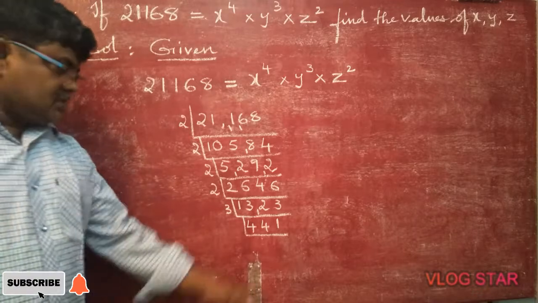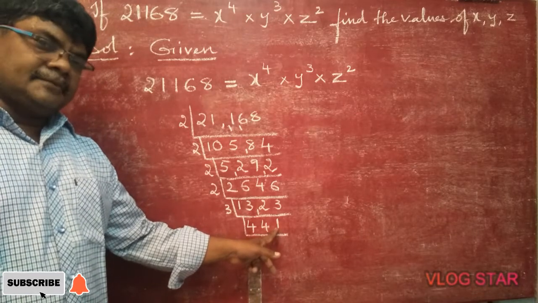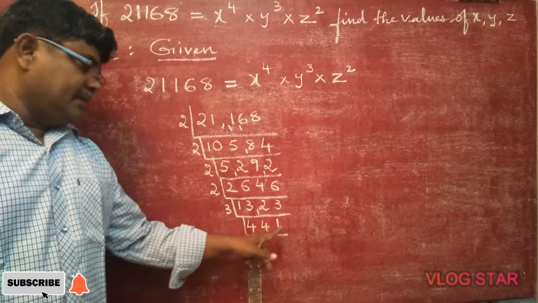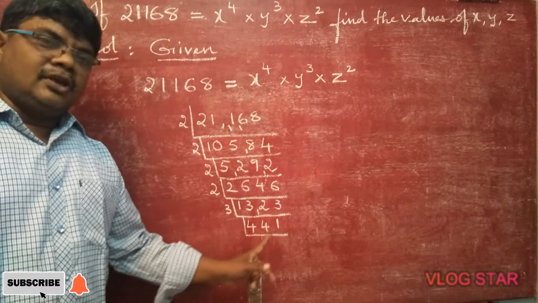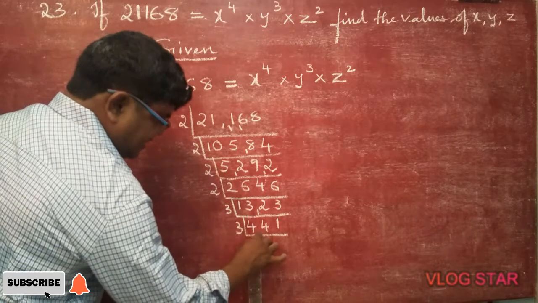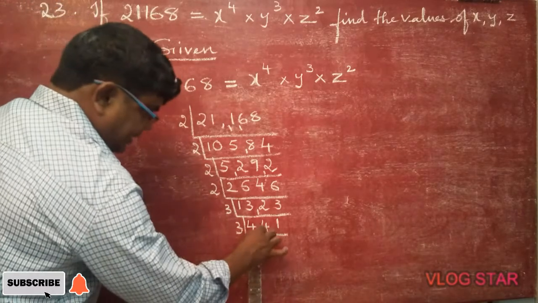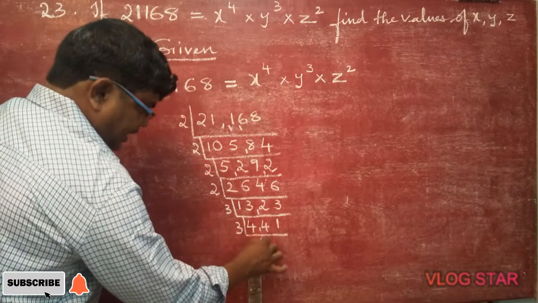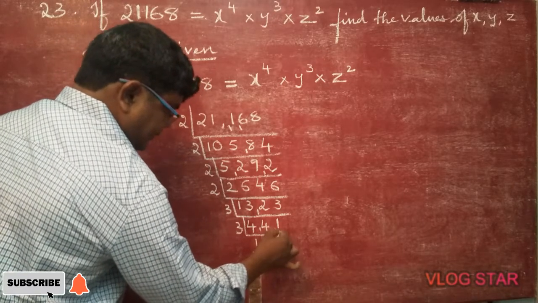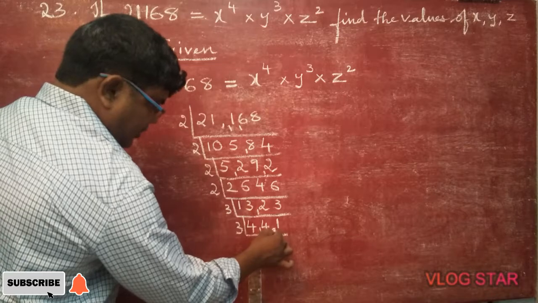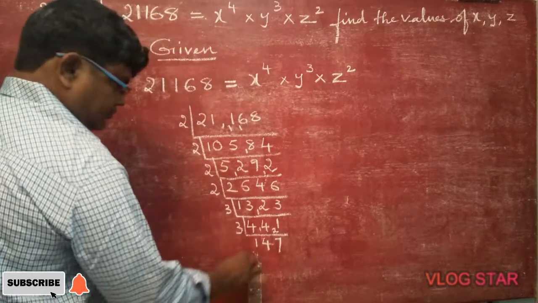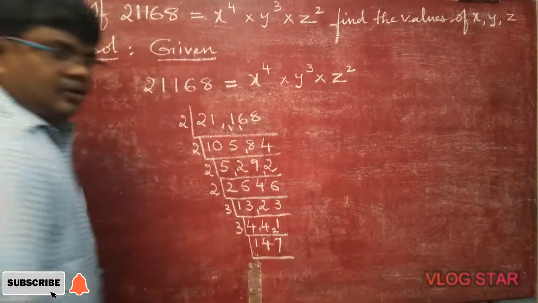2 table will not go because the last digit is 1, an odd number. Go for 3. 4 plus 4, 8. 8 plus 1, 9. So 3 goes in 9. Again go for 3 table. 3 1s are 3. 1 remaining. 3 4s are 12. 2 remaining. 2 7s are 21. Now again 2 table will not go.